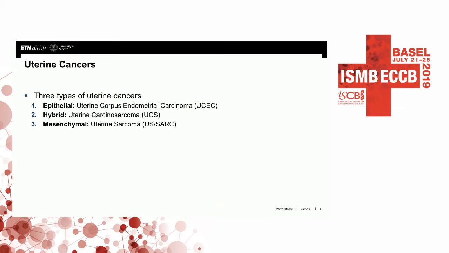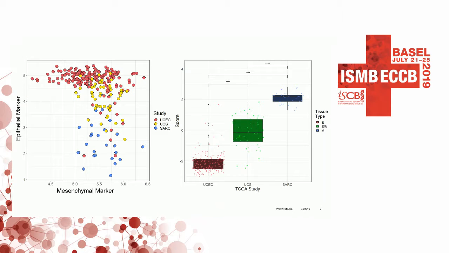So we did another test to verify that this works. We looked at uterine cancers. There's three different types of uterine cancers. There's the epithelial carcinoma, there's the mesenchymal sarcoma, and then there's the hybrid, which is the uterine carcinosarcoma. First, we verified their phenotypes using some marker expression, just to give you an idea of what it looks like. We verified in other ways as well, but basically, as you can see, the carcinoma has high epithelial marker expression, the sarcoma has high mesenchymal marker expression, and the hybrid is sort of in the middle.